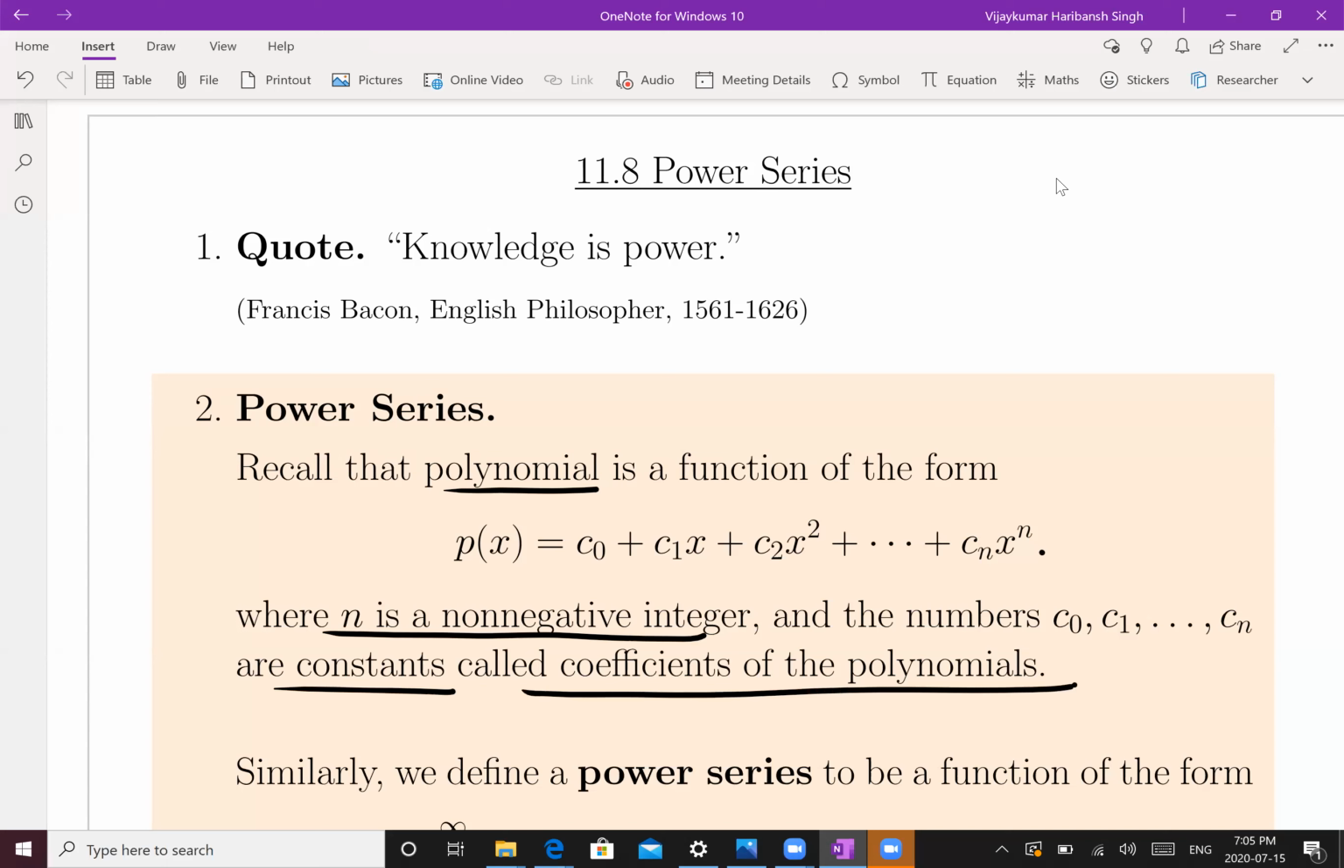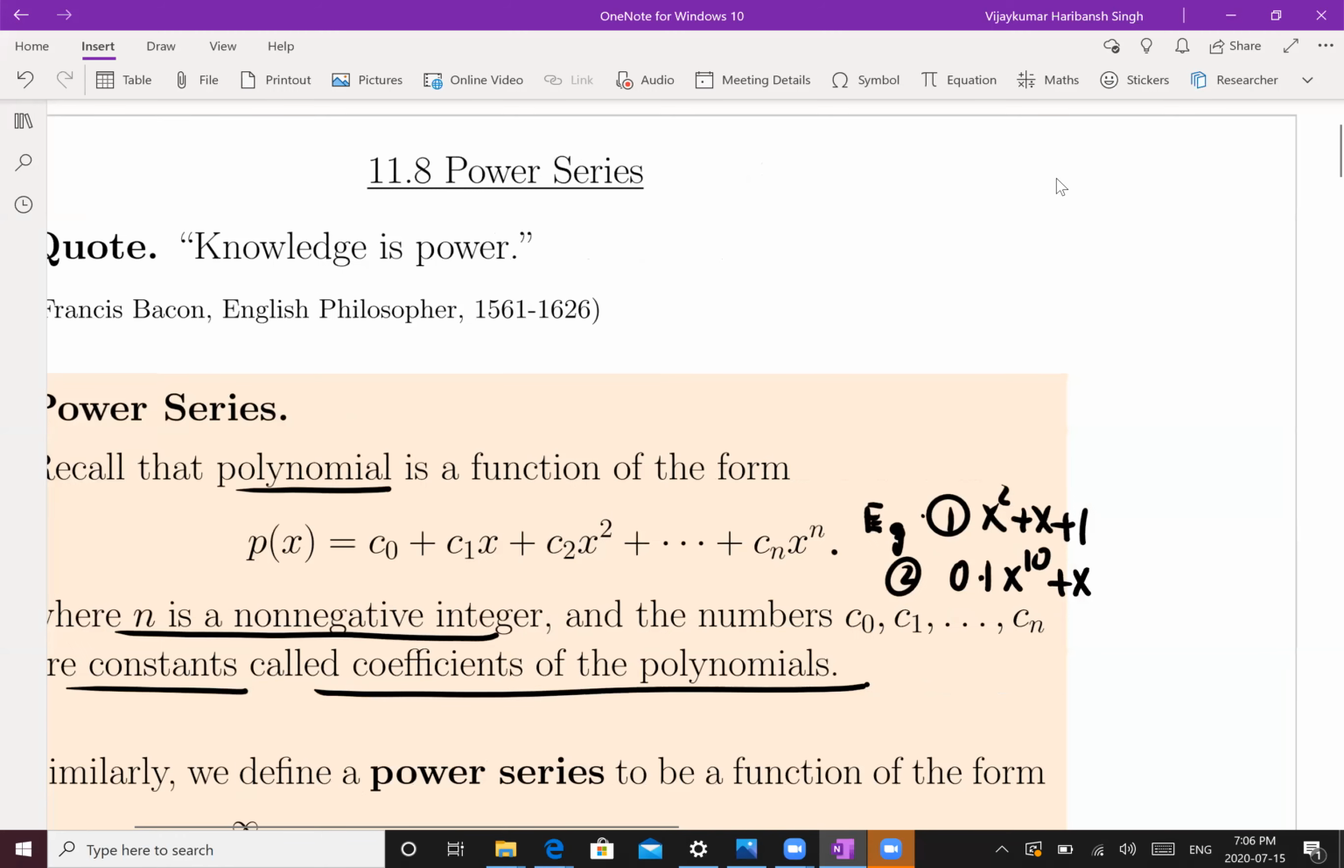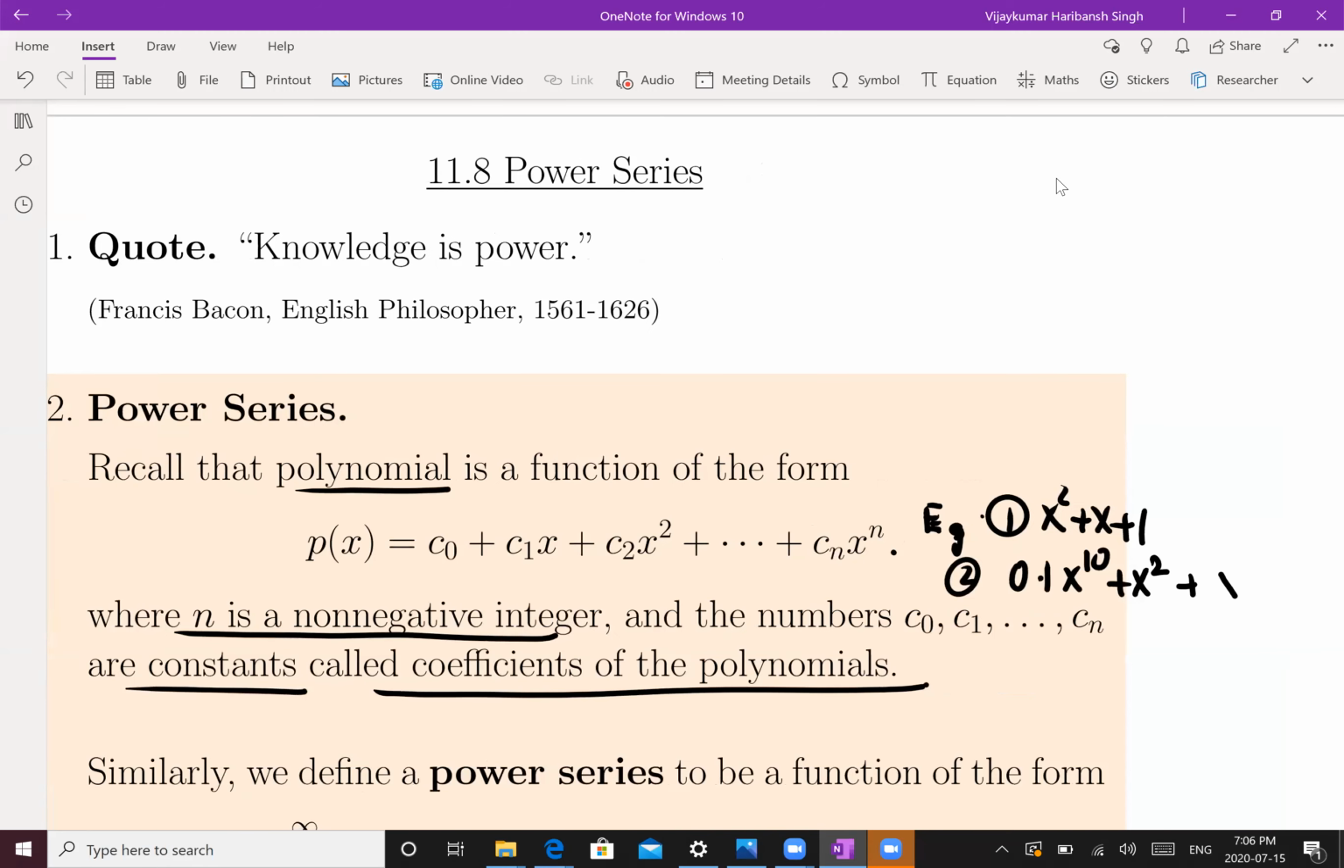For example, you have x squared plus x plus 1, or say 0.1 x to the power 10 plus x squared plus x minus 5. These are examples of polynomials.